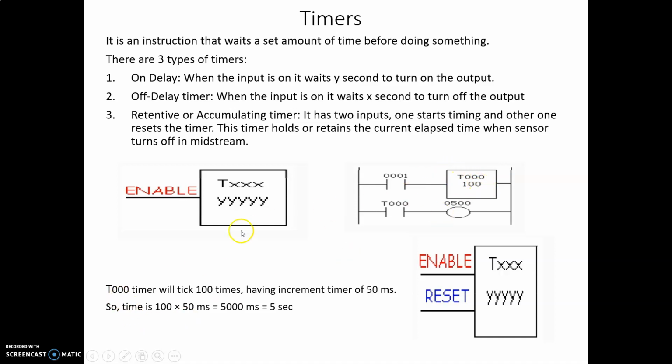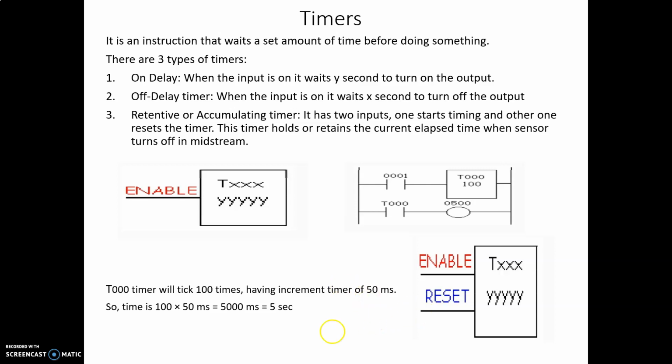If we take this example, this T000 timer, let's say it ticks 100 times. Here 100 means that it ticks 100 times. Every timer has a certain kind of configuration, that it has an increment time. For example, let's say this T000 timer has an increment time of 50 microseconds, right? From this 50 microseconds, we can calculate the total time here.